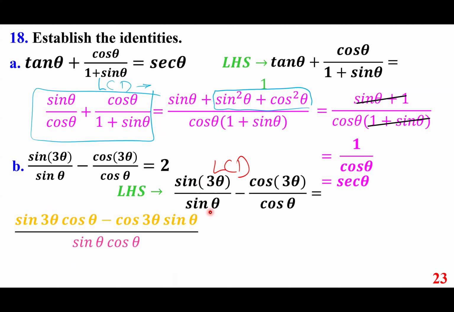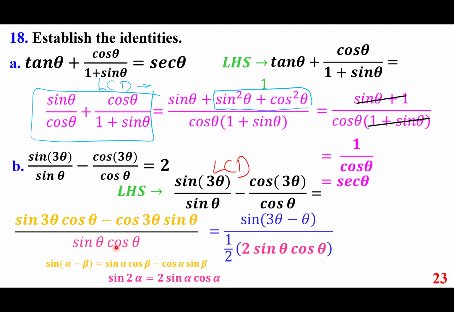So let's see what we notice. The numerator, think of it as sine alpha cosine beta minus cosine alpha sine beta. That's sine of alpha minus beta. That's the numerator, so sine of 3 theta minus theta. Denominator, remember 2 sine alpha cosine alpha is sine of 2 alpha. So this is half of that. So the numerator is sine of 3 theta minus theta, according to this one. If that is the case, that means the top is sine of 2 theta.